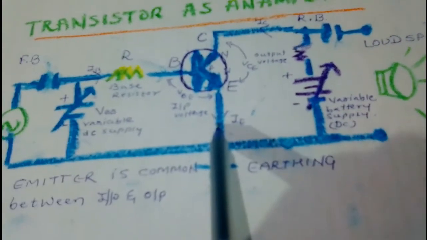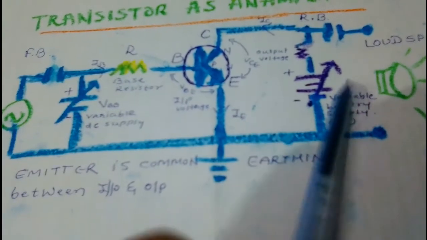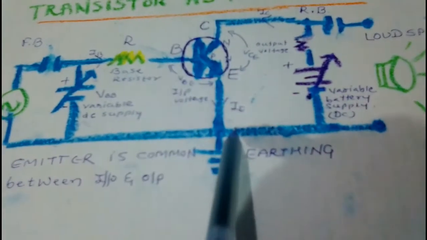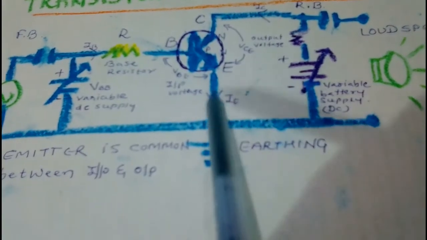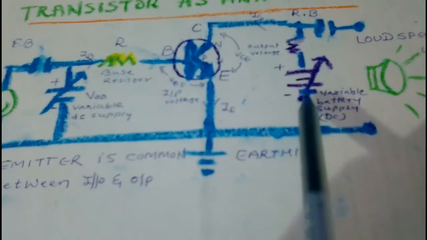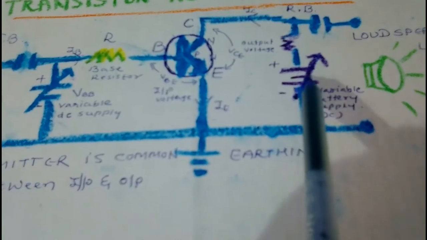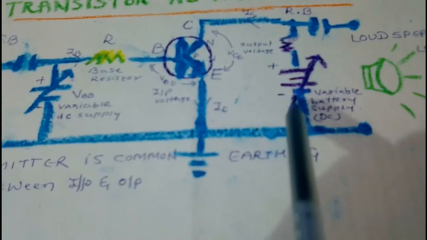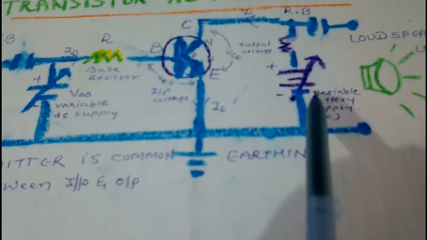Here in this circuit, this is a common emitter amplifier circuit. That means the emitter is common between input as well as output. The input is given between base and emitter, and the output is taken from the collector and emitter. That means the emitter is common between the input and output circuit. On the output side, again a battery is connected. Battery means when two cells are connected in series, it becomes a battery. Now the battery is variable, it is giving a variable supply.